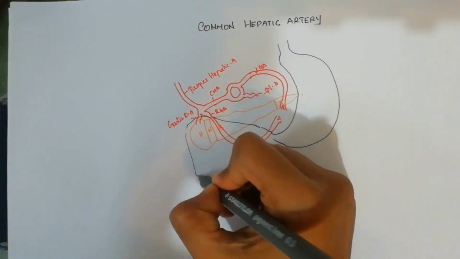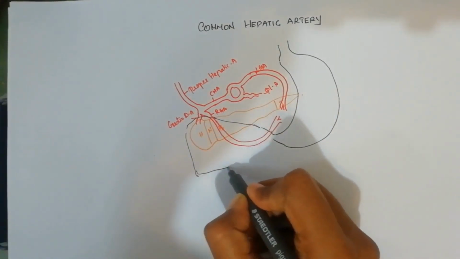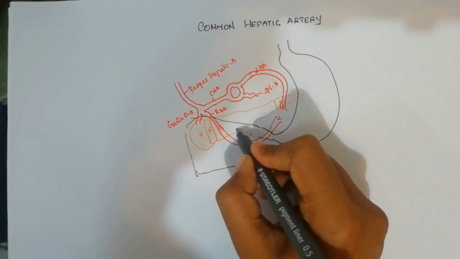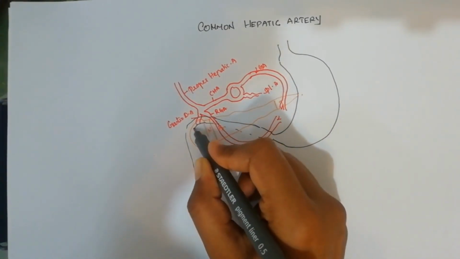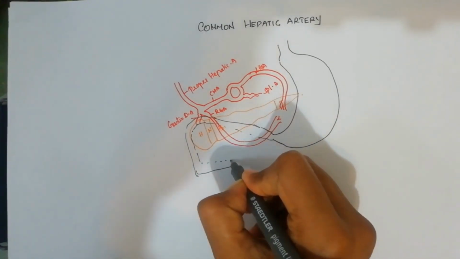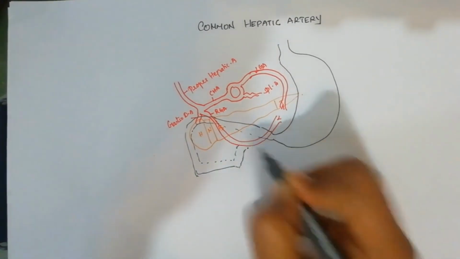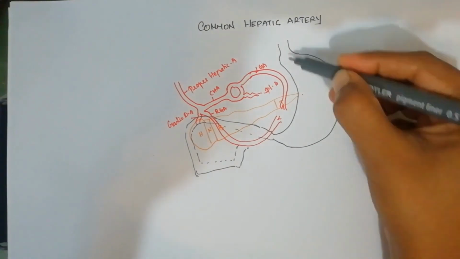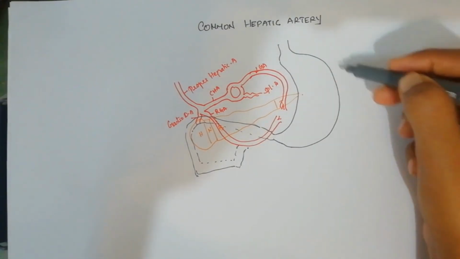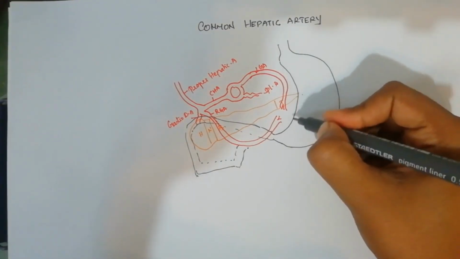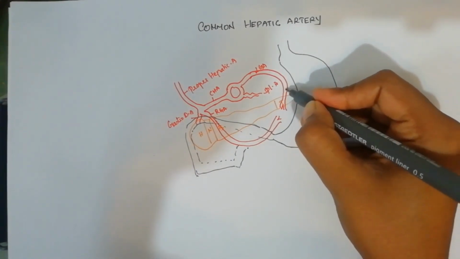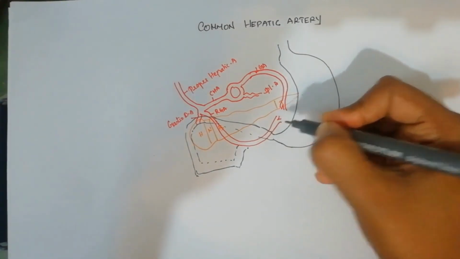So this is the duodenal part. I have the duodenum over here. So we have the stomach over here. This is the lesser curvature and this is considered the greater curvature. In the lesser curvature we have the anastomosis between the left gastric and right gastric artery.